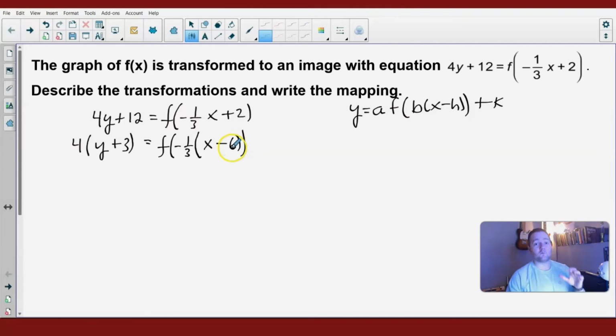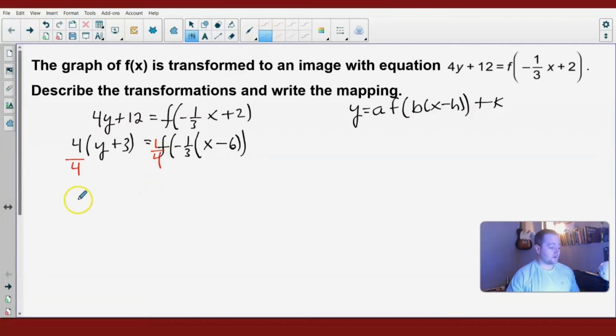This is just about rearranging them, all right? So now that we have that done, we want to take care of this 4. So you notice we're going to have to divide both sides by 4, but the only number here outside the f is a. So when I divide both sides by 4, like this, really what I'm doing is I'm dividing the 1 that's in front of this to make it my a value, like that.